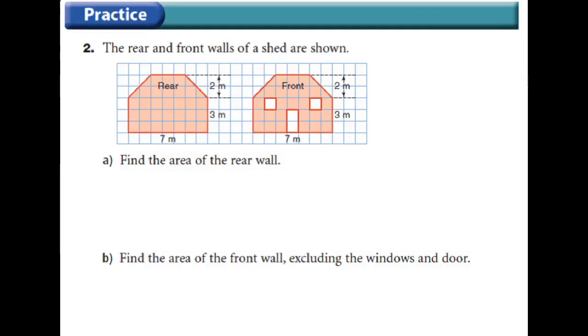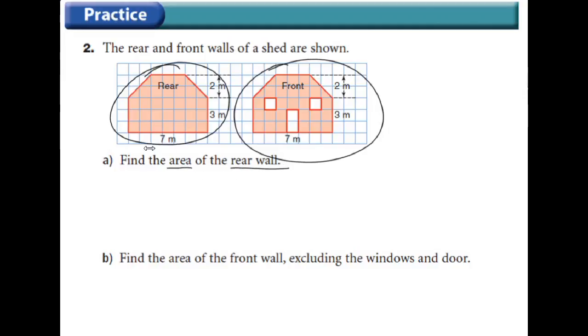Let's move on to question number 2. So it gets a little bit trickier. Sometimes you have, in this case, the rear of a shed, and here's the front of the shed. And they want the area of the rear wall. That's this piece over here. So I'm going to break it into a couple different shapes. I'm going to break it into a trapezoid, trapezoid number 1, and rectangle number 2.